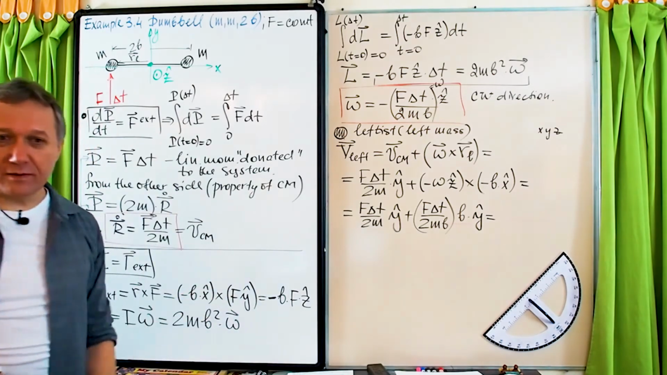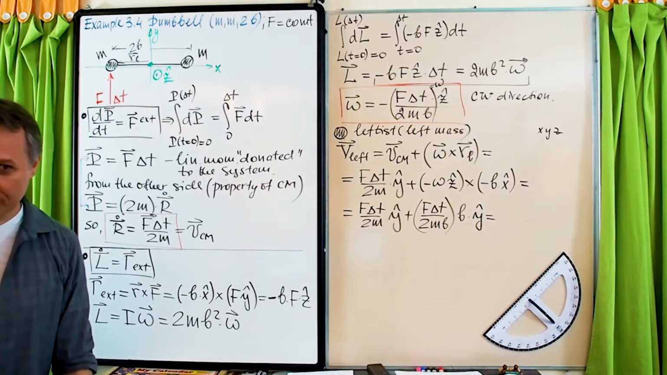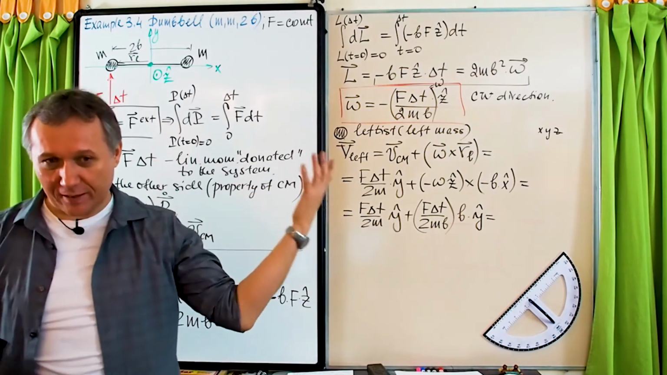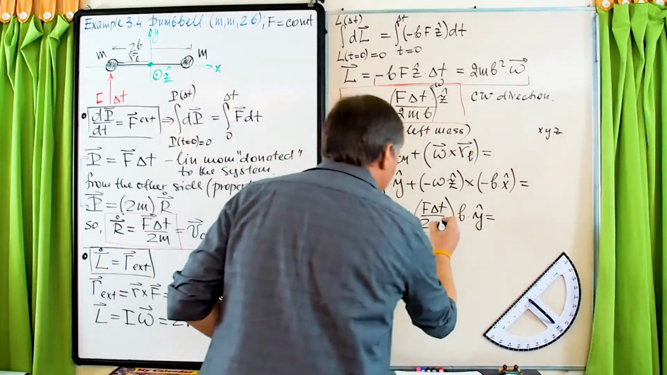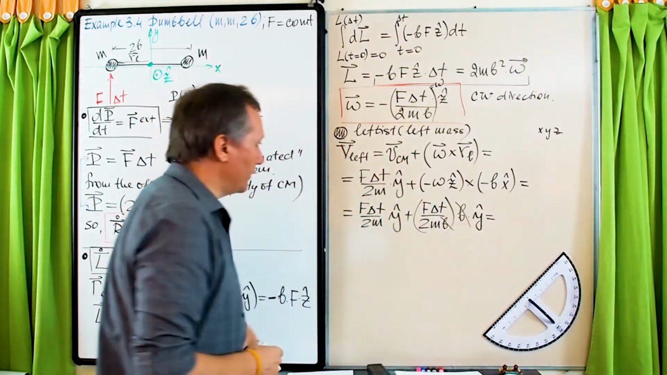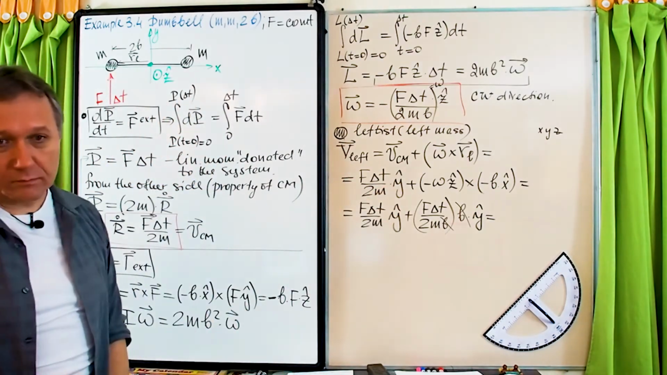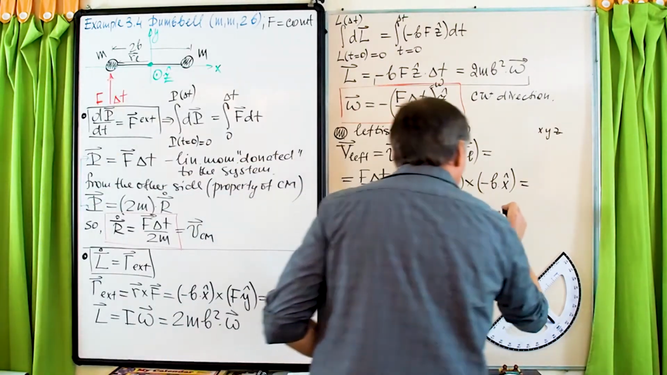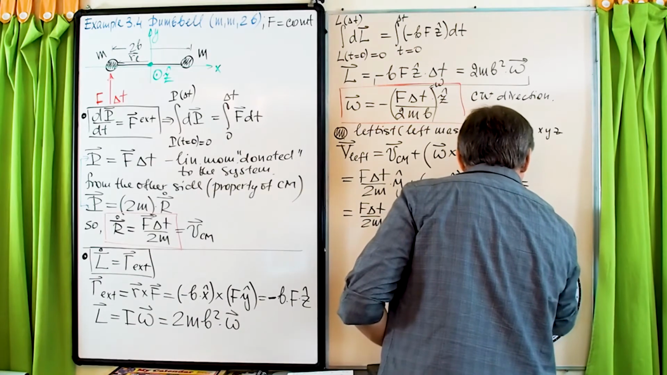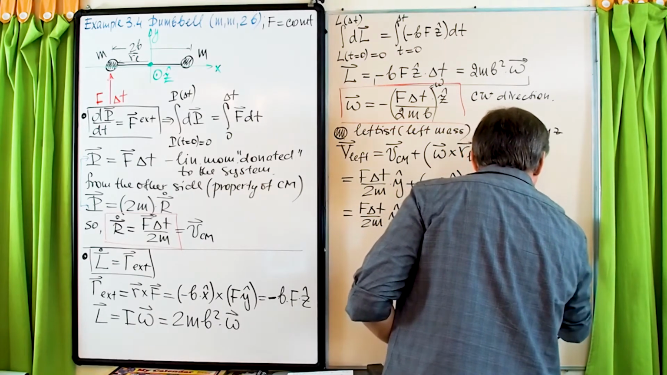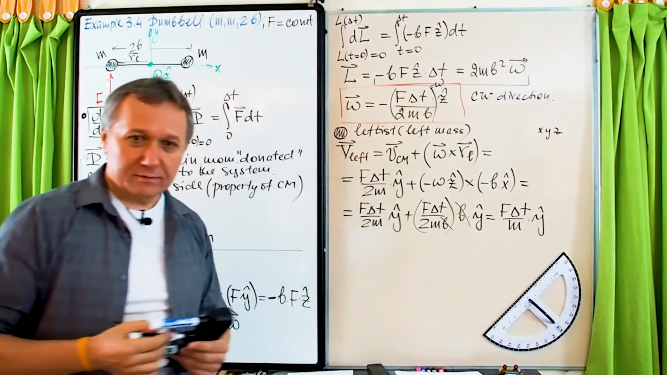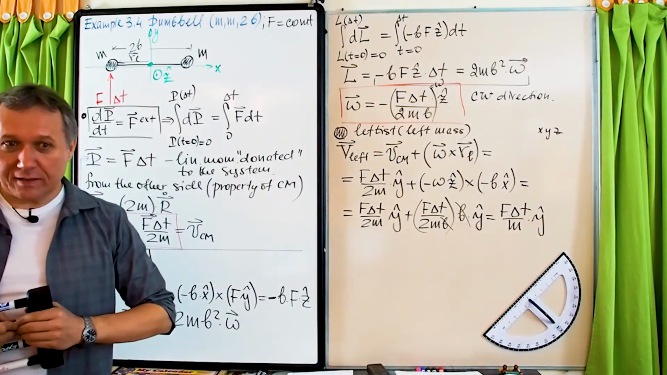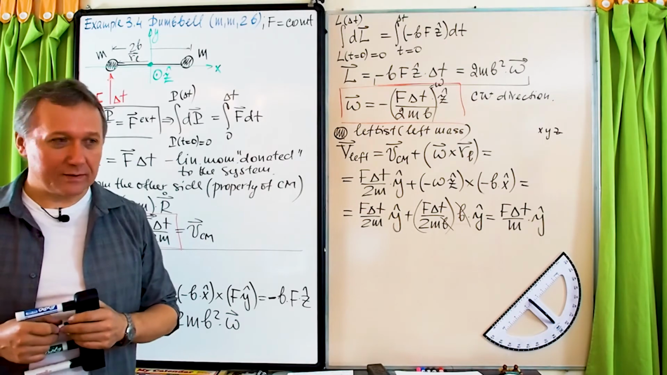Okay, so we have two components, two contributions in the same direction. Nice. Right. Constructive work. And of course, b gets canceled. And we have F delta t divided by m, F delta t divided by m y hat. So that's the velocity of the left mass. Right.